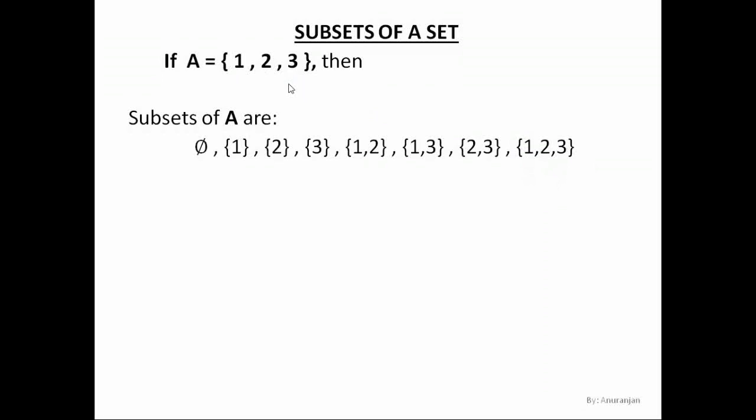Okay, now let's count the number of subsets of this set A. So here 1, 2, 3, 4, 5, 6, 7 and 8. So there are total 8 subsets of this set A. Now here the number of elements of this set was only 3. So it was easy to represent all the subsets and count them.